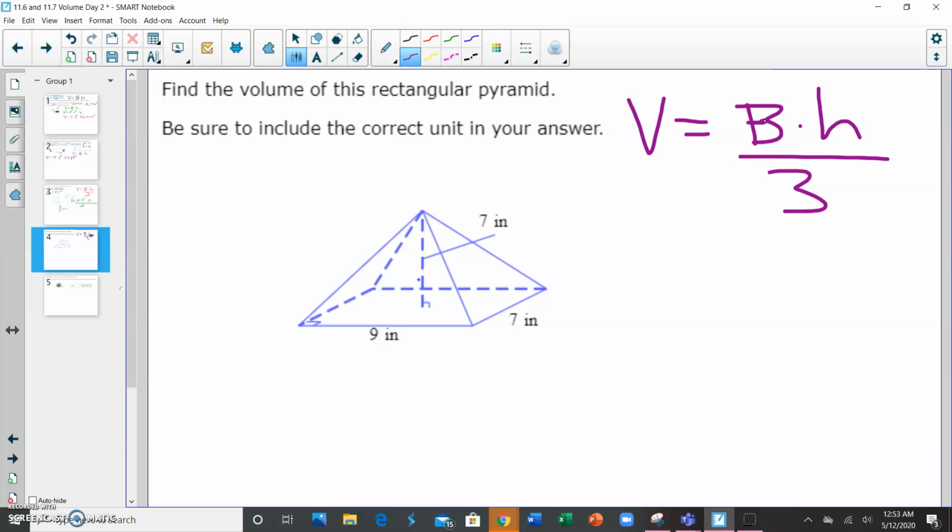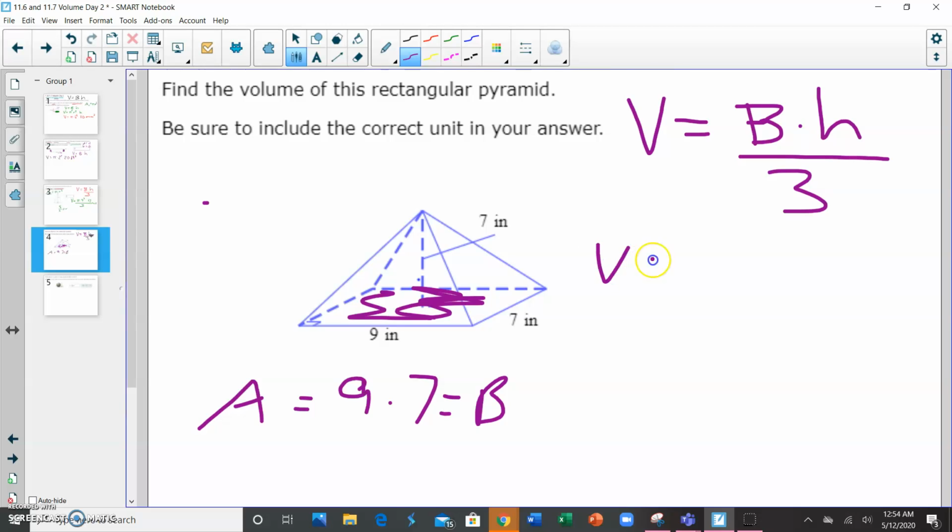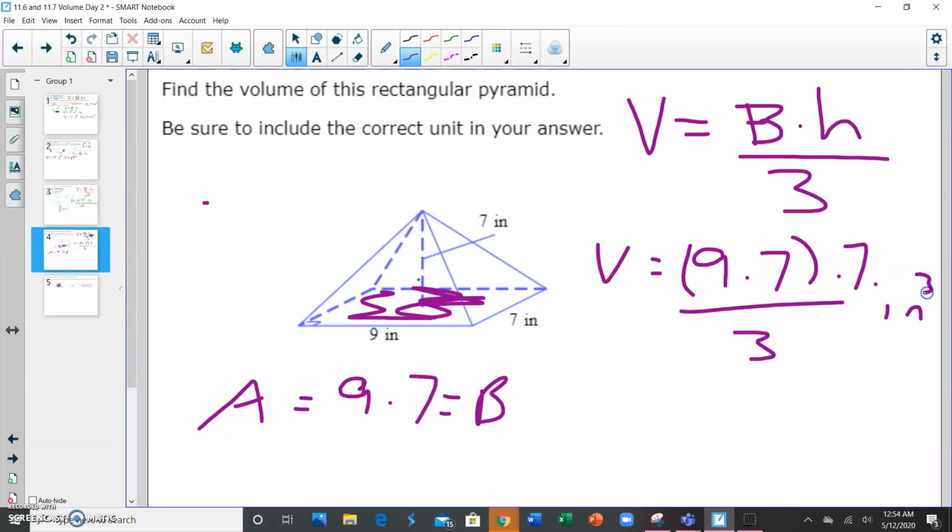All right, so the area of the base here is the area of a rectangle, which is length times width. So this right here is my base, and that area is equal to 9 times 7, and that is my capital B, because that's the area of the base. So my volume is going to be 9 times 7, which is my base, and then I multiply by 7 and divide by 3, and that is inches cubed.